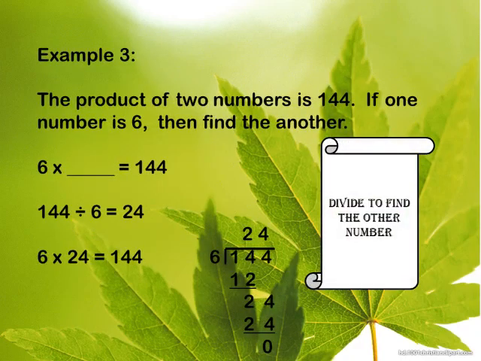Let us see another example. The product of two numbers is 144. If one of the numbers is 6, then find the other number. I repeat, the product of two numbers is 144. If one of the numbers is 6, then find the other number.